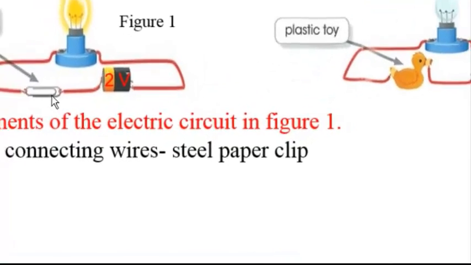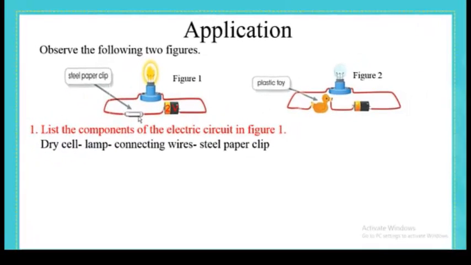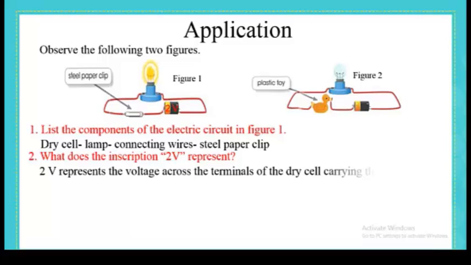Moving to the second question, what does the inscription 2V, here it is, what does it represent? Pause the video and think about it. Yes, it represents the voltage which is delivered by the dry cell. It's the potential difference across the terminals of the dry cell.